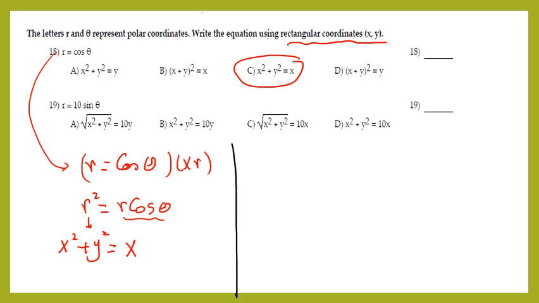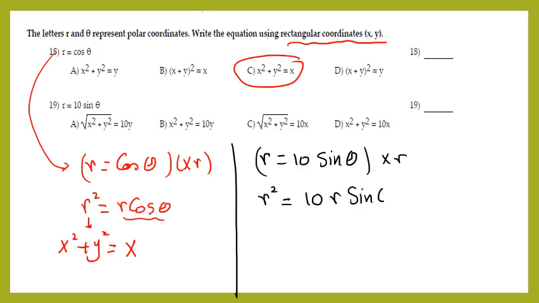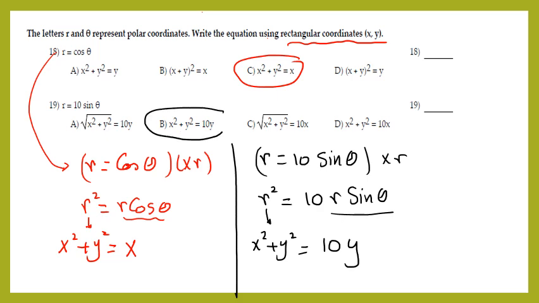Regarding question number 19, r is equal to 10 sine theta. So I'm going to multiply both sides by r. So r squared is equal to 10r sine theta. R squared is x squared plus y squared. R sine theta is y, so it's 10y. So the right answer is B.